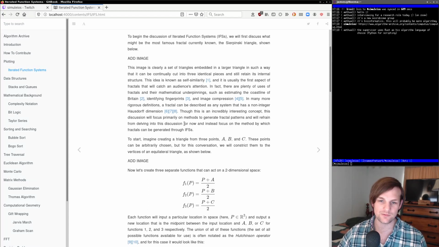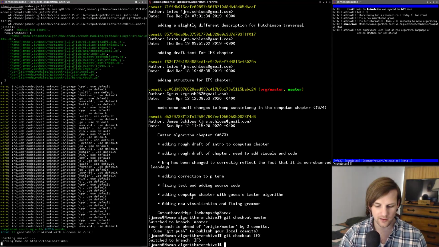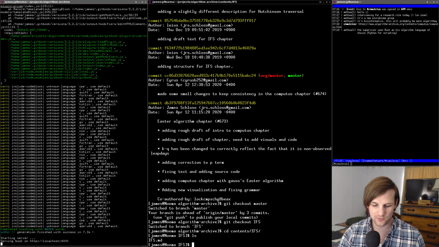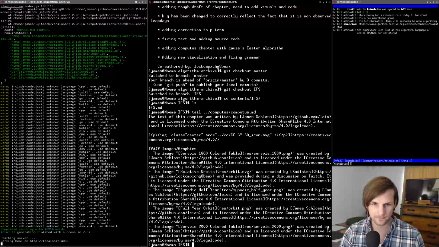One thing I know I need to do is add a little snippet of code down to the bottom of this file so that the math renders without you having to F5. So let me go ahead and do that right now so I don't forget, because I always forget. So we're going to cd into contents, ifs here, ls, and I think I can just tail computus. Let's just see what happens if we do that. Computus, and then we're going to tail computus.md.